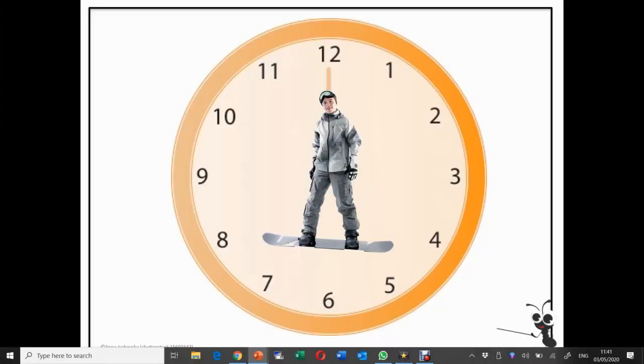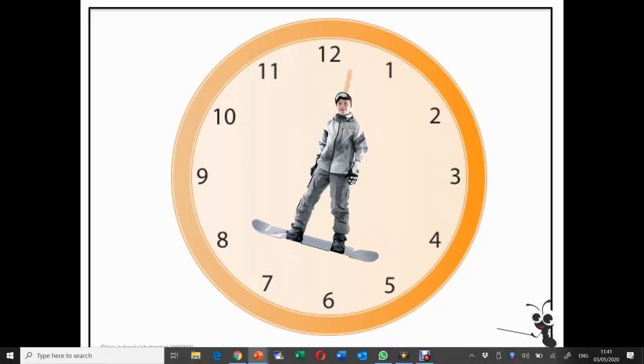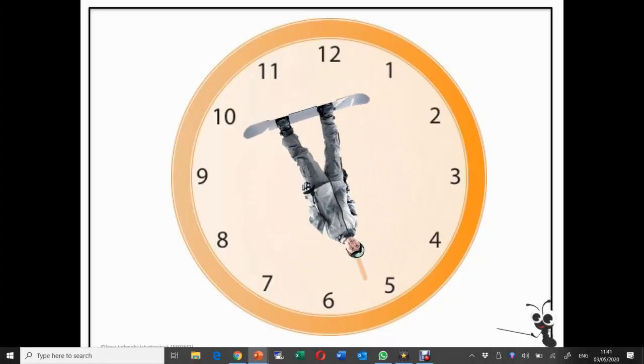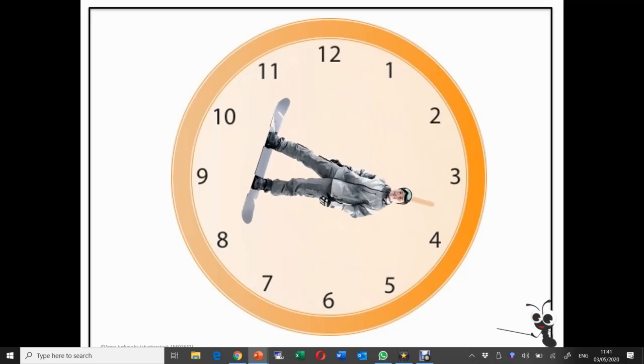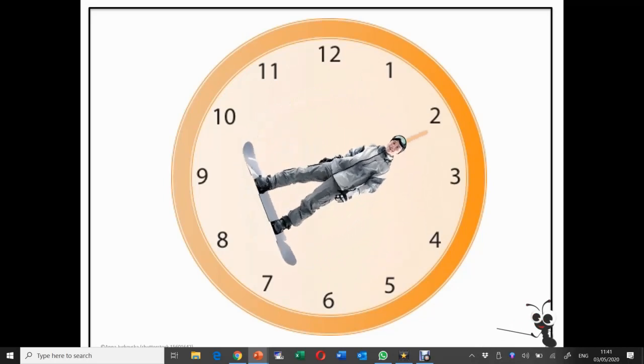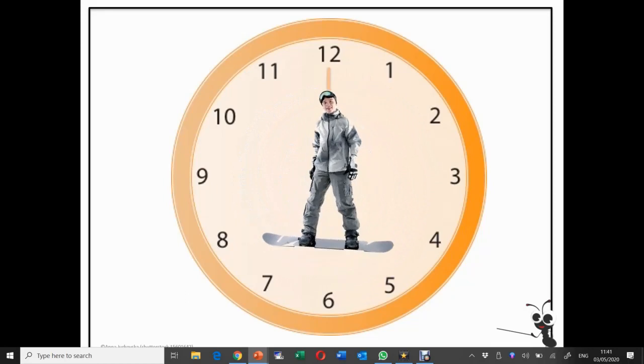But you don't have to turn all the way around. Let's take a look at that snowboarder again. Watch the snowboarder carefully. How many turns is he making? Is he moving clockwise or anti-clockwise? Is he making a whole turn or a part of a turn?